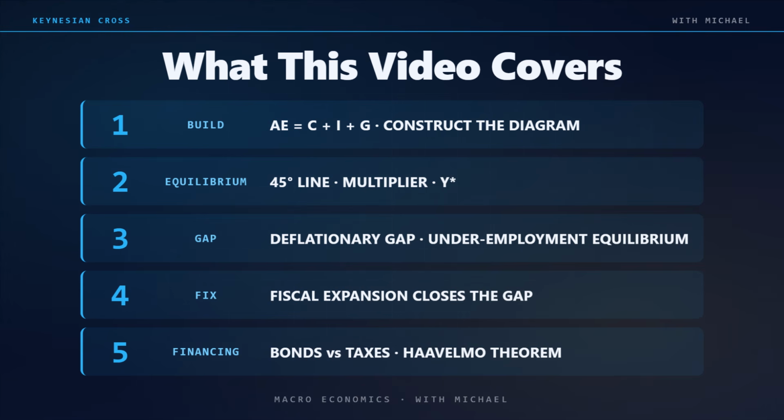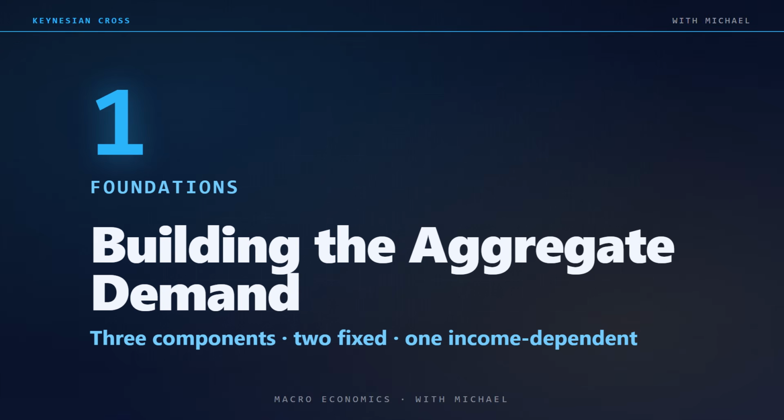In a closed economy with no foreign trade, aggregate demand, total spending, has three components. Consumption by households, which we call C, investment by firms, which we call I, and government spending, which we call G. The sum is called aggregate expenditure, written AE. So AE equals C plus I plus G. This is the demand side of the economy.